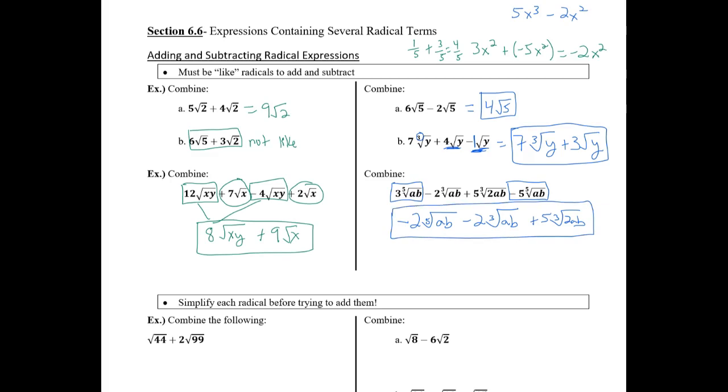So, to add and subtract radicals, they must be like radicals, same index, same radicand.